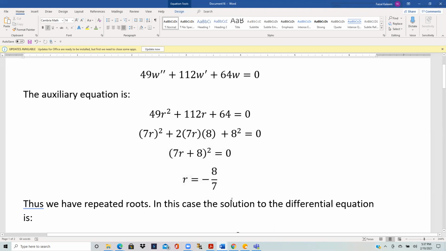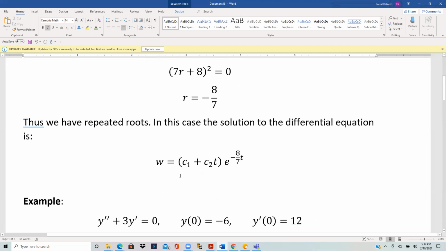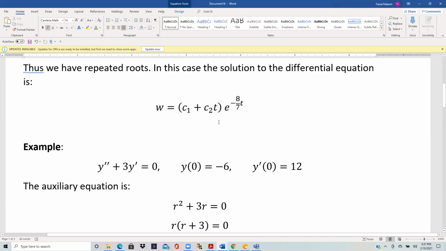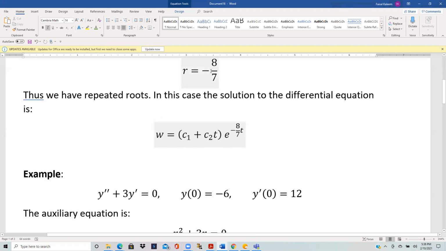So in the repeated root case, we wrote that the general solution is C1 plus C2 t, times e power rt, where r is the repeated root. That was case 2 if you go back and review. In general, it's y is equal to this, because most equations are y double prime and y prime, but here we have w. So we'll have w equals C1 plus C2 t. That always happens in repeated roots. And then you have e power, and then the repeated root comes here, times t. So the root here was negative 8 over 7.